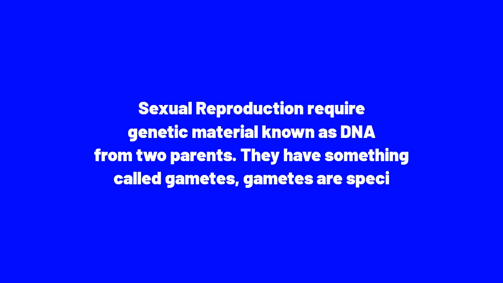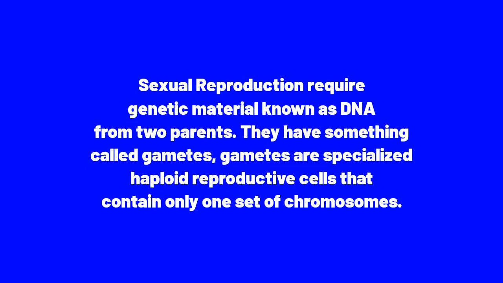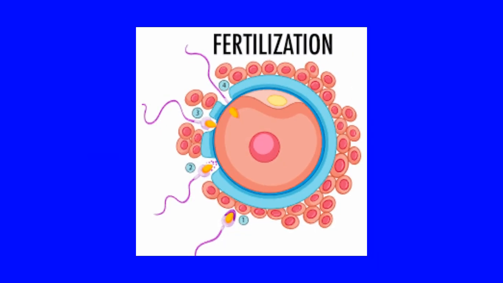Well, there's two reproduction parts, sexual reproduction and asexual reproduction. Sexual reproduction requires genetic material known as DNA from two parents. They have something called gametes. Gametes are specialized haploid reproductive cells that contain only one set of chromosomes. The genetic material from the male and female gametes combines to produce offspring. We call it fertilization, with the product being seeds.